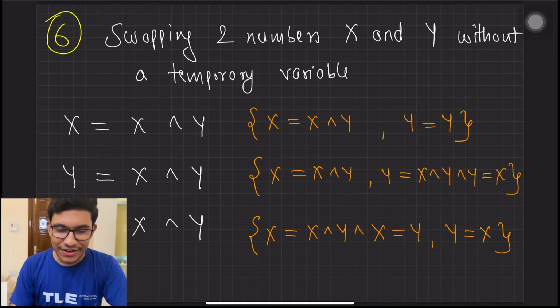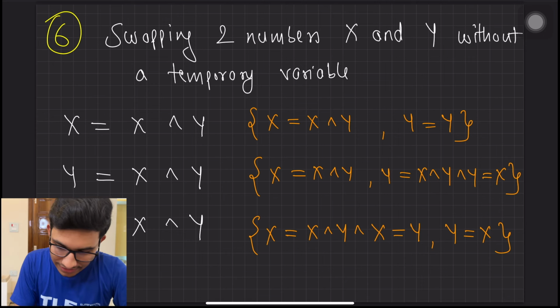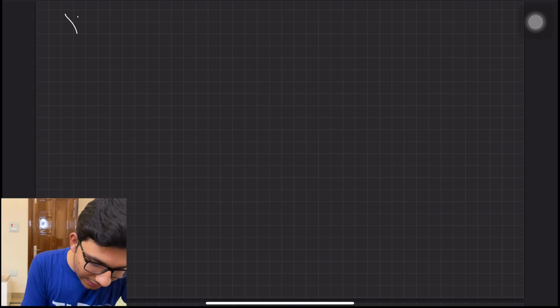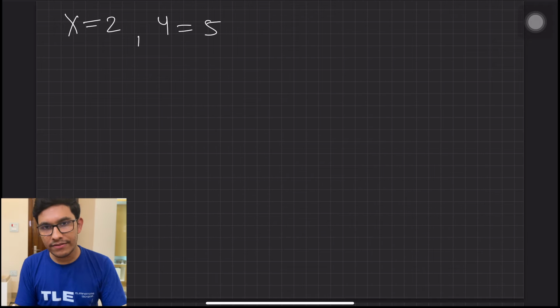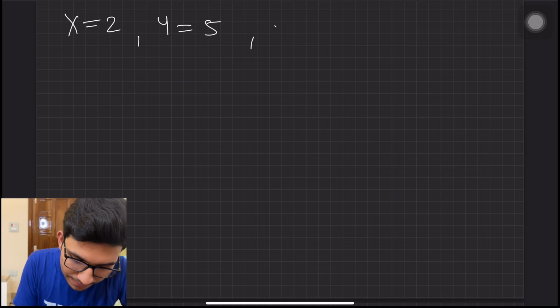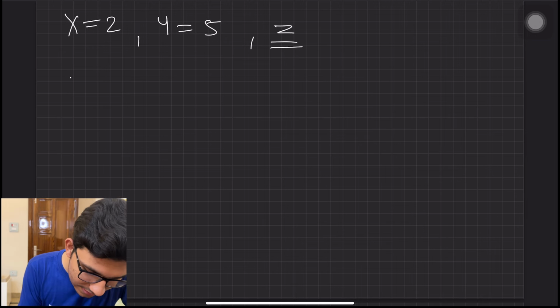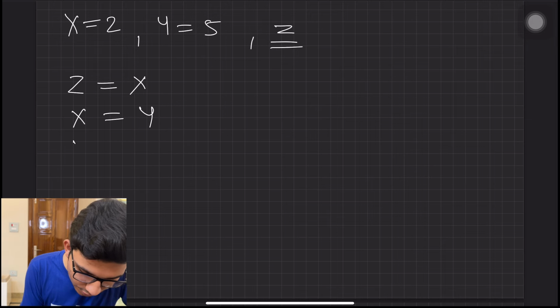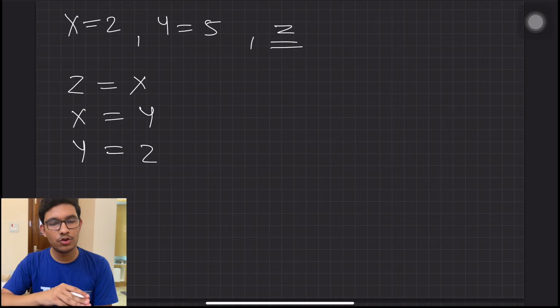Let's look at the sixth trick for this video, which is to swap two numbers without using a temporary variable. So let's look at an example for this. Let's suppose x is equal to 2 and y is equal to 5. And I tell you to swap these two values. One way to do something like this is to have a temporary variable, let's suppose this is z, and you can do z is equal to x, then x is equal to y, and then y is equal to z, right? What this will do is that it will swap the values between x and y.